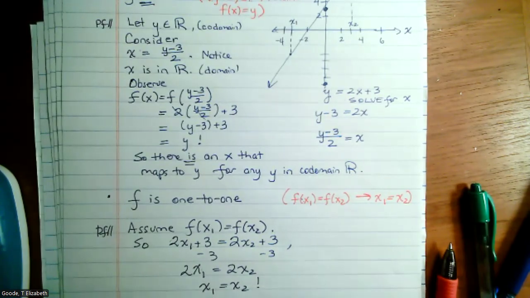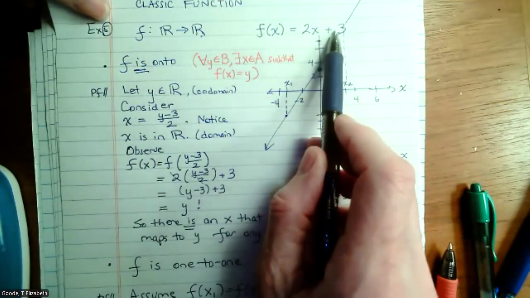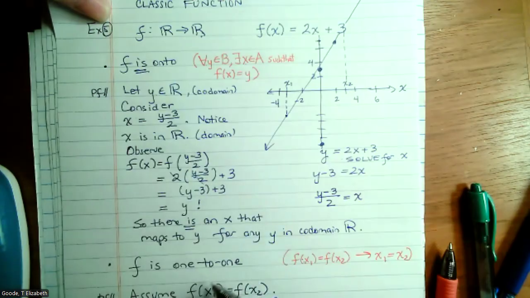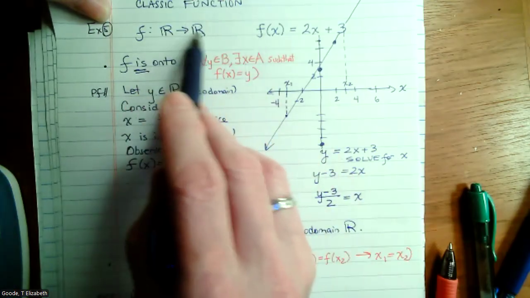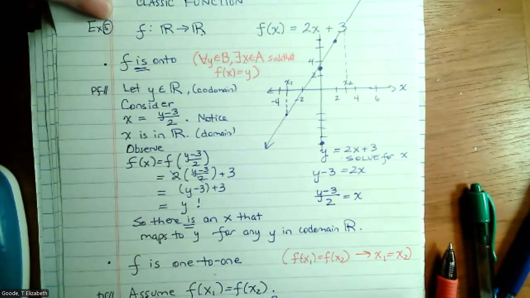So this very same equation will yield a function that's not onto, it'll always be one-to-one, if we change the domain from the reals to the integers. Let's look at that.